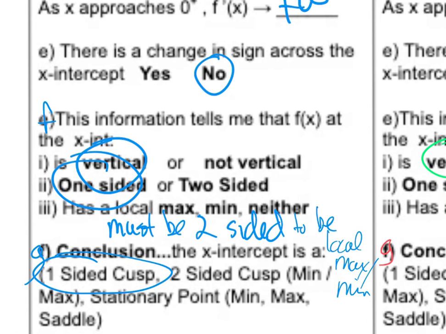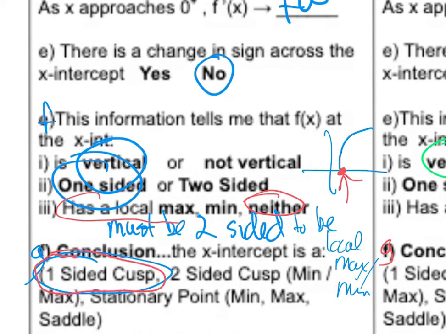A lot of people would think, because it looks like this, that you would call this a local minimum. To be defined as a local minimum or maximum, you have to be able to enter that point from both sides. Since you can't enter this point from both sides, it's neither a local maximum nor a local minimum. It would be an endpoint probably on an interval because you can't go any further to the left. So it's neither, and then we call this a one-sided cusp.